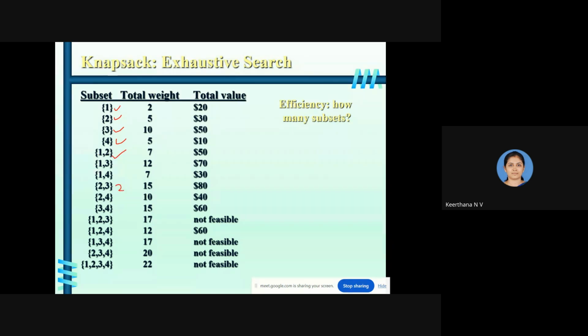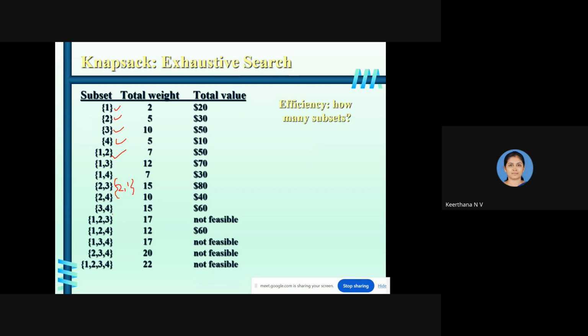So that 2 comma 1 will not be considered. The same thing will be followed for 3 comma 4 also. While considering 3, I will have 3 comma 1 and 3 comma 2, but I already have the same set with a different combination, that is 1 comma 3 and 2 comma 3. So those two subsets will be omitted.